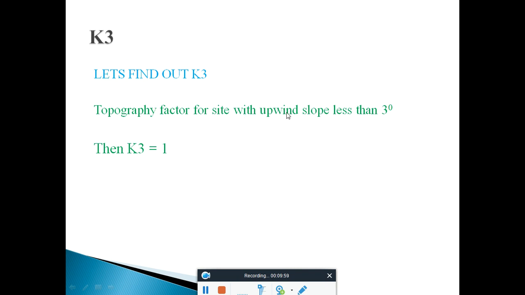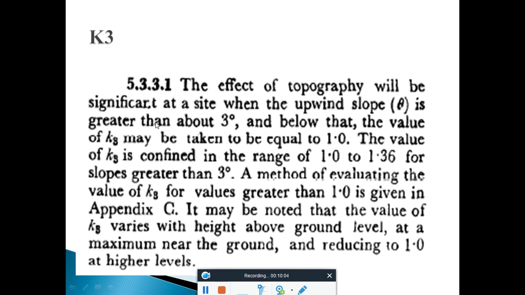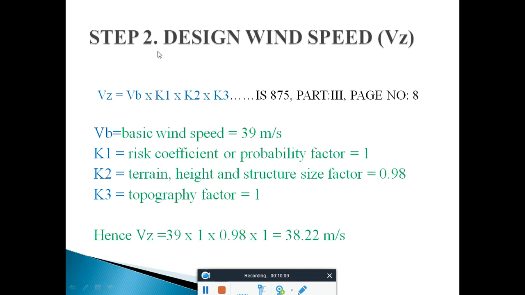Now we will see K3, topography factor. For a site with upwind slope less than 3 degree, K3 is 1. Okay, this is the clause, you can read. Now step 2 is design wind speed Vz, which is equal to Vb into K1, K2, K3. So let's put in the values. Vz equal to Vb is 39, K1 is 1, K2 is 0.98 and K3 is 1. Hence design wind speed is 38.22. We have put all these values and calculated Vz.